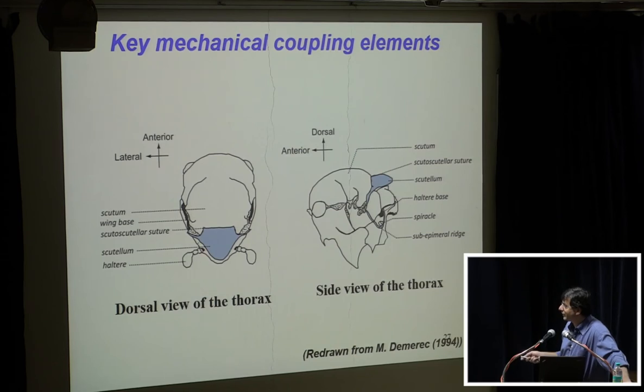So this is the thorax. That's the front of the thorax, called the scutum. That's the hind of the thorax, called the scutellum. Okay, I've given it a gray shade. And if you look at it from the side, you can see that the scutellum has this little arm that comes right under the wing.